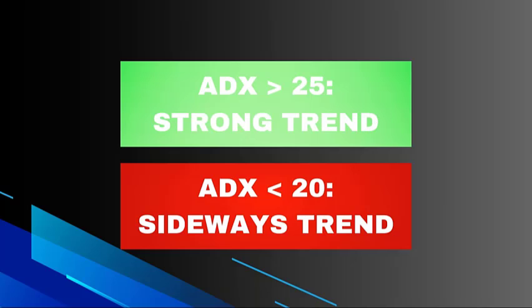The author of ADX has recommended that if the ADX is above 25, then the market is trending. And if the ADX is below 20, then the market is sideways. He or she did not mention anything about the range between 20 and 25, at least I could not find any reference to this. So I have used this logic to create the ADX screener.